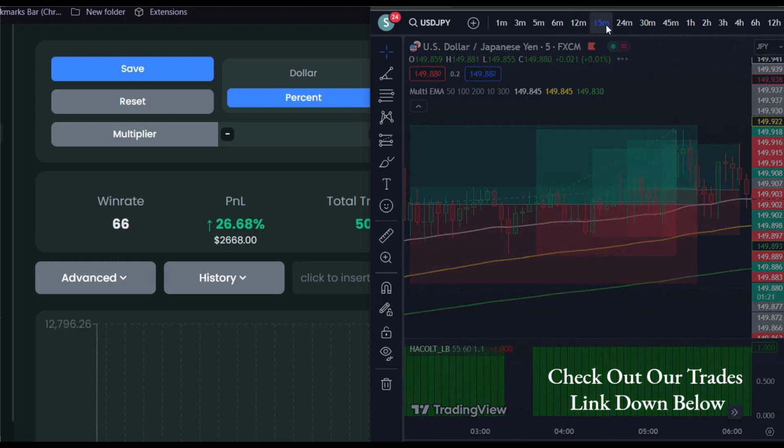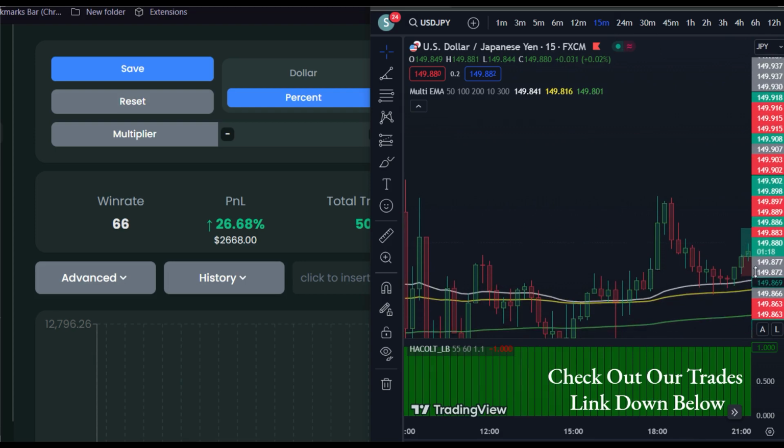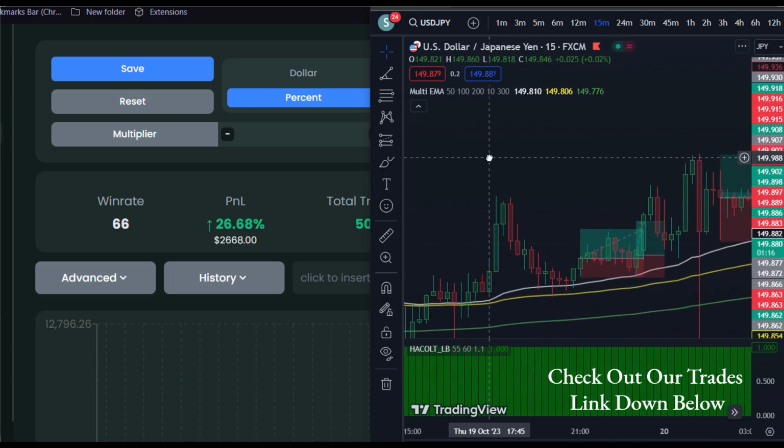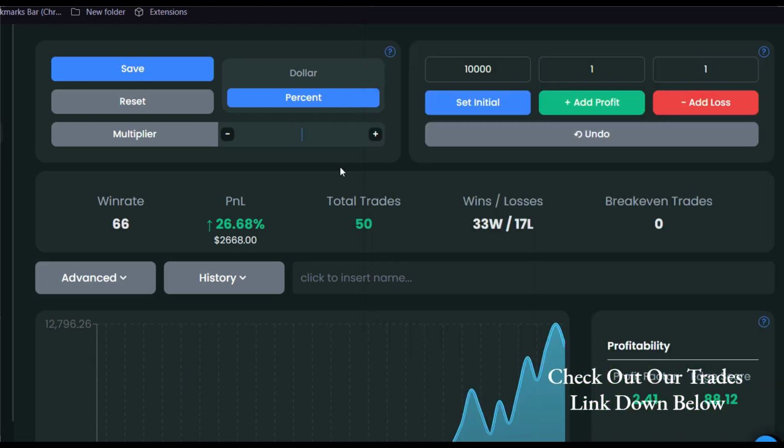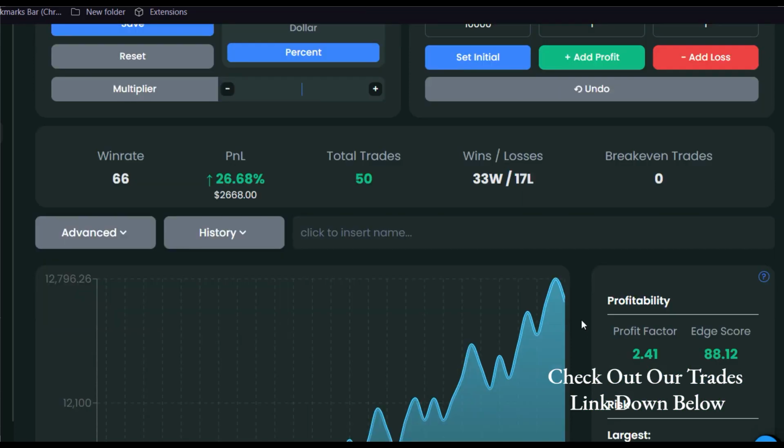I also think that the strategy might work better on a higher time frame, such as the 15-minute or even the 30-minute time frames. You wouldn't be able to make as many trades in this time, but the accuracy and profitability, I would say, are still quite good.